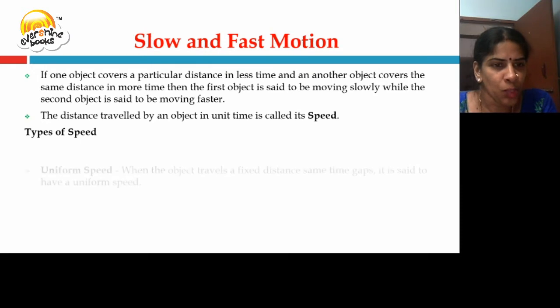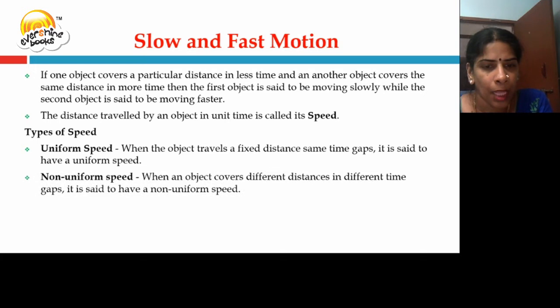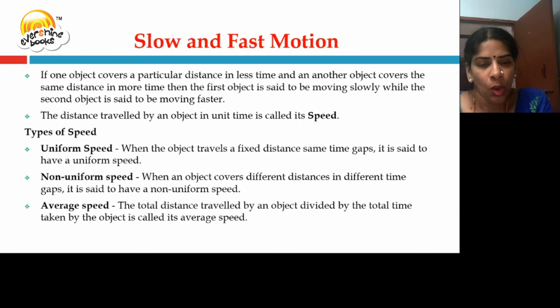Different types of speeds. Uniform speed. When the object travels a fixed distance in the same time gaps, it is said to have uniform speed. When an object covers different distances in different time gaps, we call the speed non-uniform speed. The total distance travelled by an object divided by the total time taken by the object is known as its average speed.